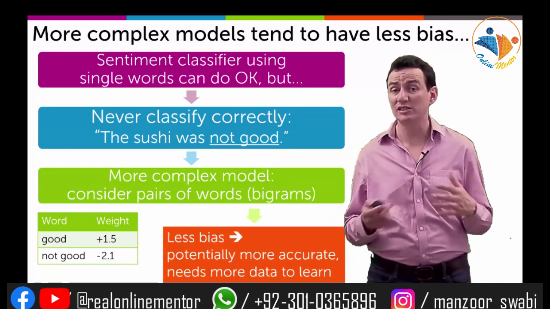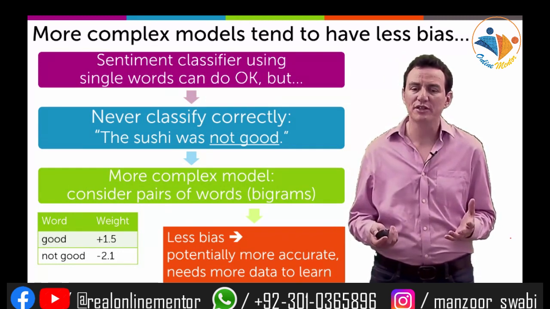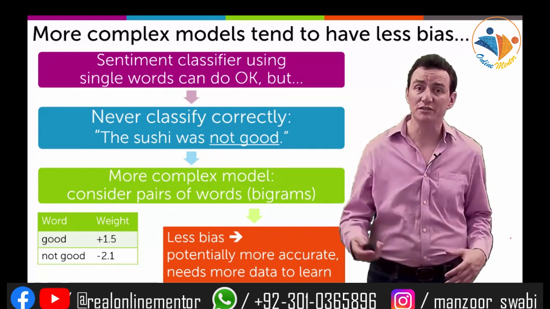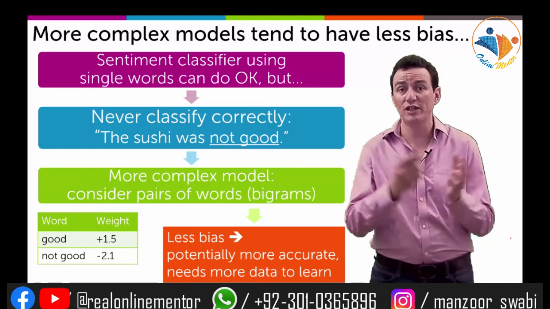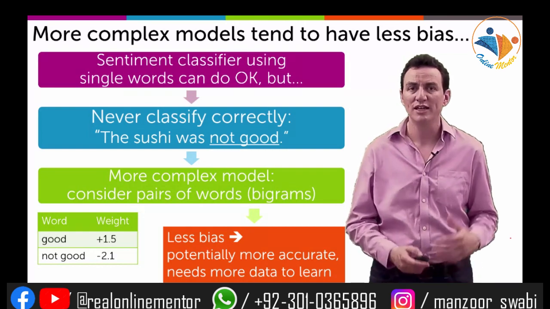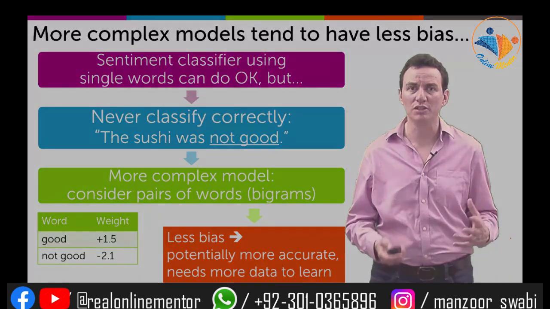They can represent sentences that couldn't be represented otherwise, so they're potentially more accurate, but they need more data to learn because there are more parameters. There's not just a parameter for good, there's now a parameter for not good and all possible combinations of words. And the more parameters your model has, in general, the more data you need to learn.